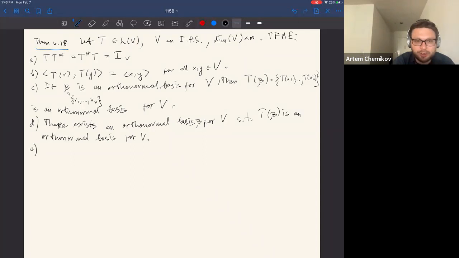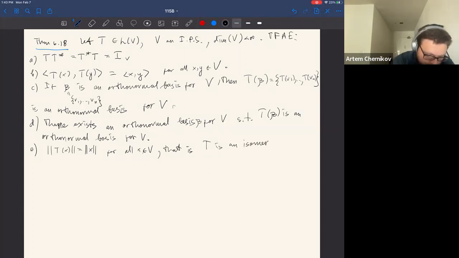And finally, the last property, E: the norm of T of x is equal to the norm of x for all x in V. So that is, T is an isometry, as we just defined it. Okay. So we have this list of equivalent properties. First of all, being an isometry, preserving the length, this is E. It corresponds to preserving the angles or the inner products. So the inner product of any two vectors, if you apply T to both of them, remains unchanged. And it's equivalent also to C and D, which tell us that if you take an orthonormal basis and apply T to it, it remains an orthonormal basis.